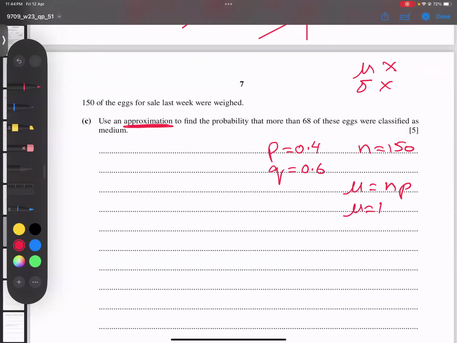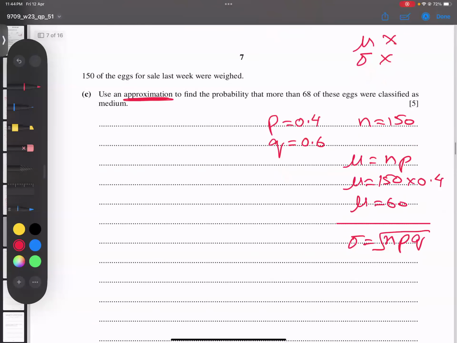And what is the mu formula? N into P. N is this, P is this. So I'm finding 0.4, and it's very clear, students. So 150 times 0.4 is giving us 60. So the mu value, the new mean value, is coming 60. And with the same approach, I go for the standard deviation value, root of NPQ. So N is 150, P is 0.4, Q is 0.6, and the root of the whole thing is giving us 6.